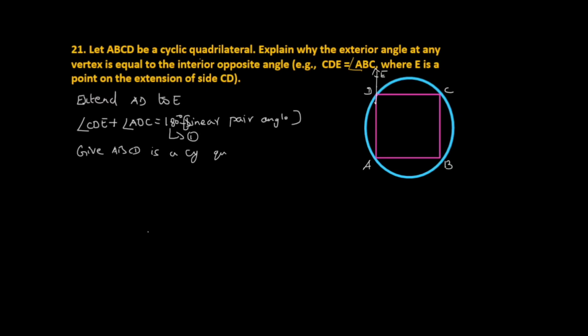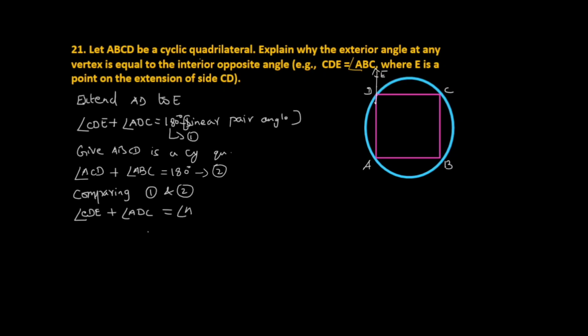But given ABCD is a cyclic quadrilateral, what about its property? Opposite angles are supplementary to each other. So angle ADC plus its opposite angle ABC is 180 degrees. This is the second equation, the cyclic quadrilateral condition. Comparing 1 and 2, the right-hand side of both is 180 degrees. So equating the left-hand sides, angle CDE plus angle ADC is equal to angle ADC plus angle ABC.